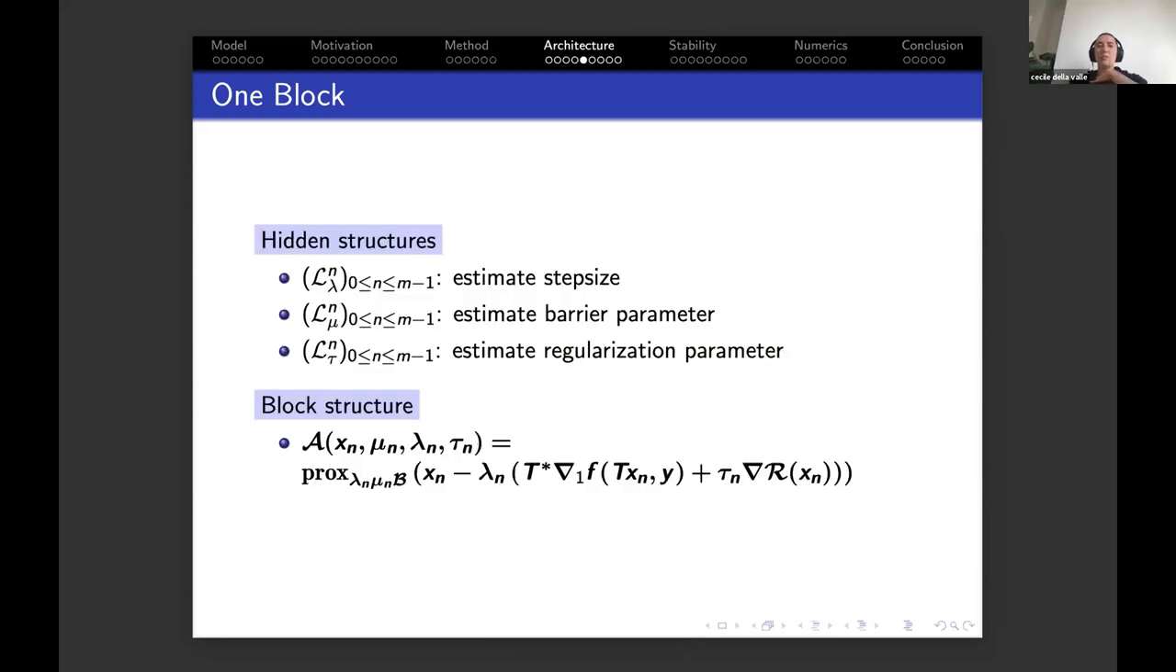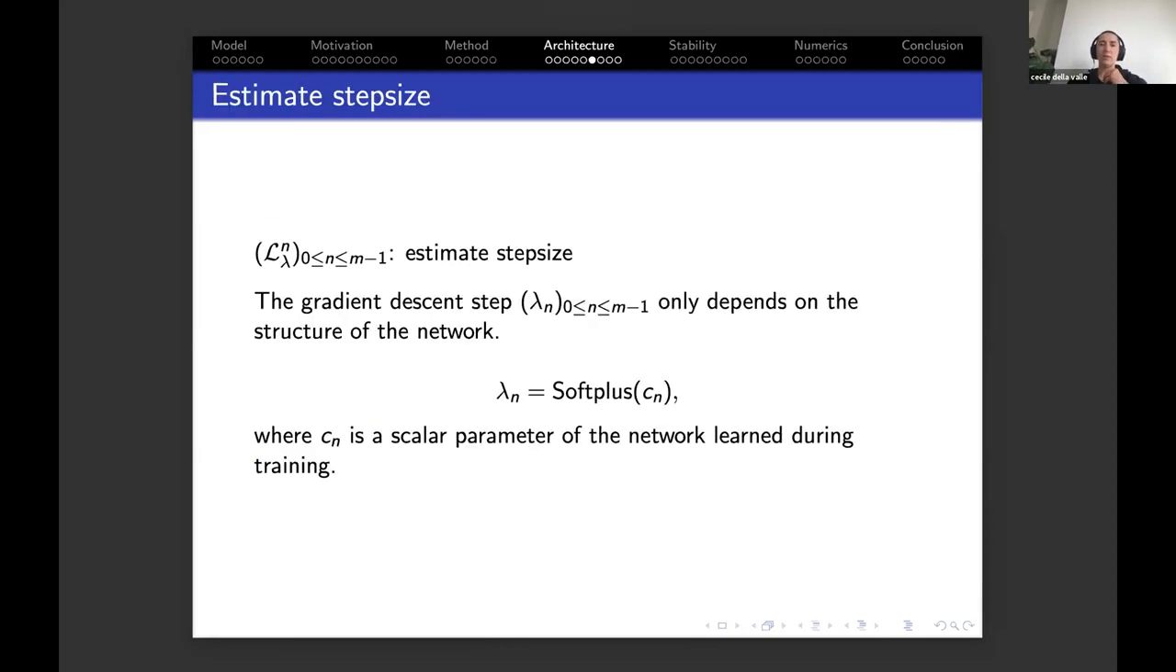So in my hidden structure, I have one neural network that estimates the step size, one neural network that estimates the barrier parameter, one neural network that estimates the regularization parameter, and each is repeated in each block. Then in my block structure, I compute this operation that looks like a feed-forward network.